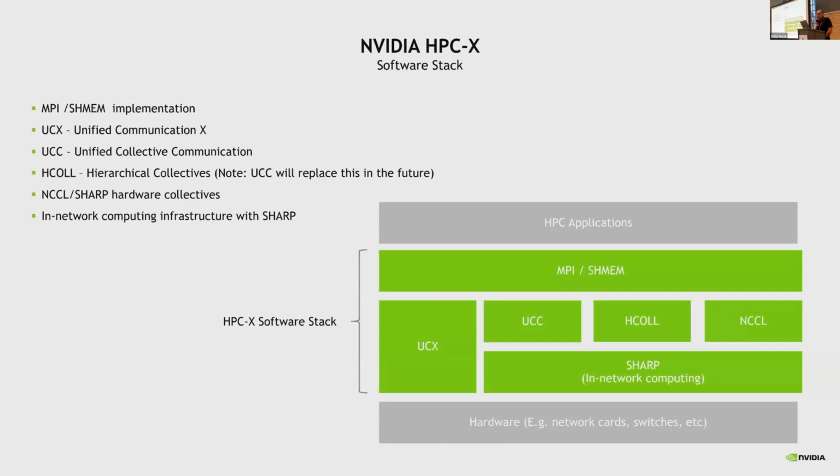In addition to standard host-based or software-based collective communication, it also has support for both NCCL, NVIDIA's collective communication library targeted at GPUs, and the network reduction capability known as SHARP. And it leverages the in-network computing infrastructure with SHARP and with the new collectives that are being developed.